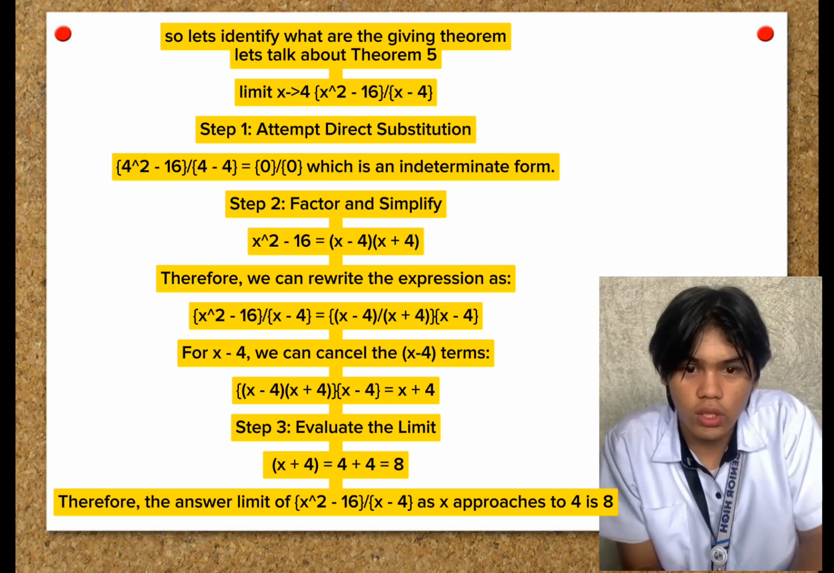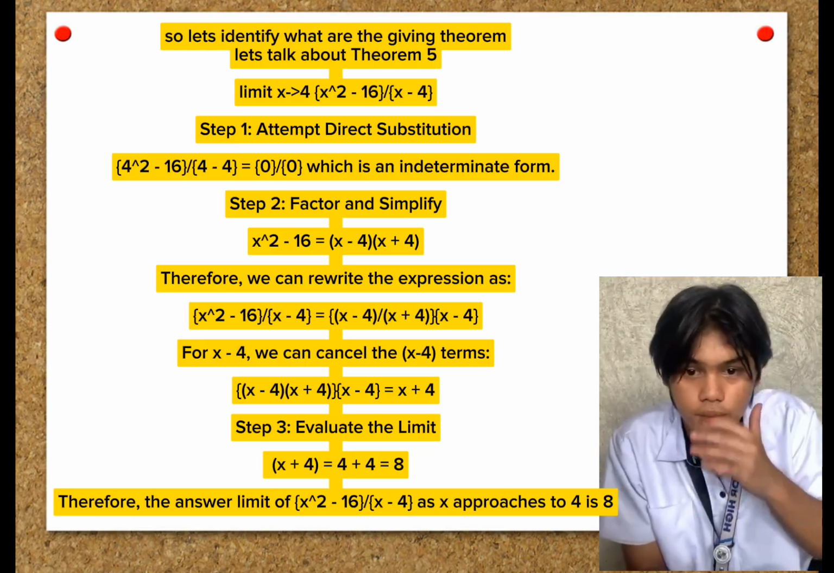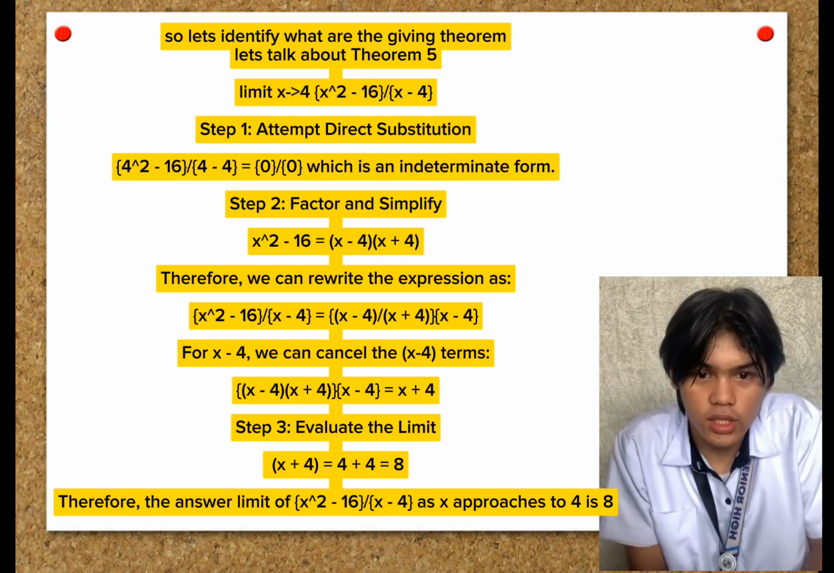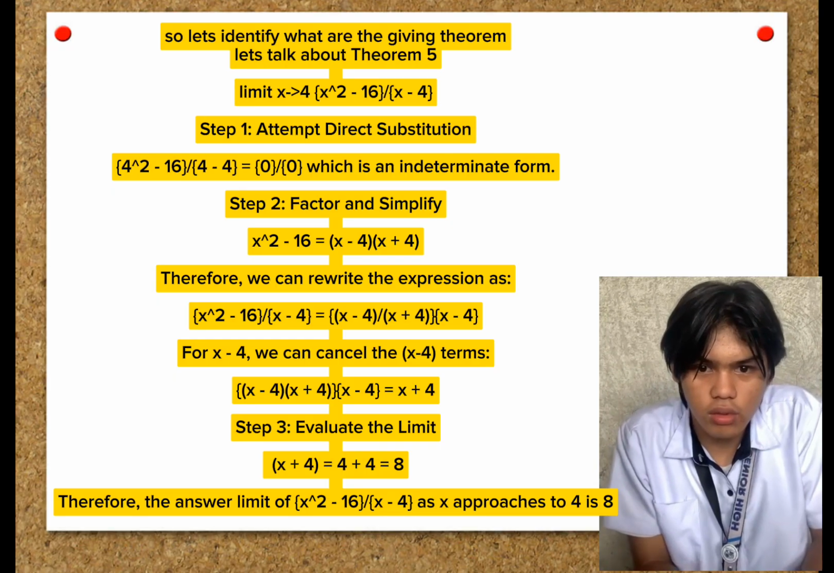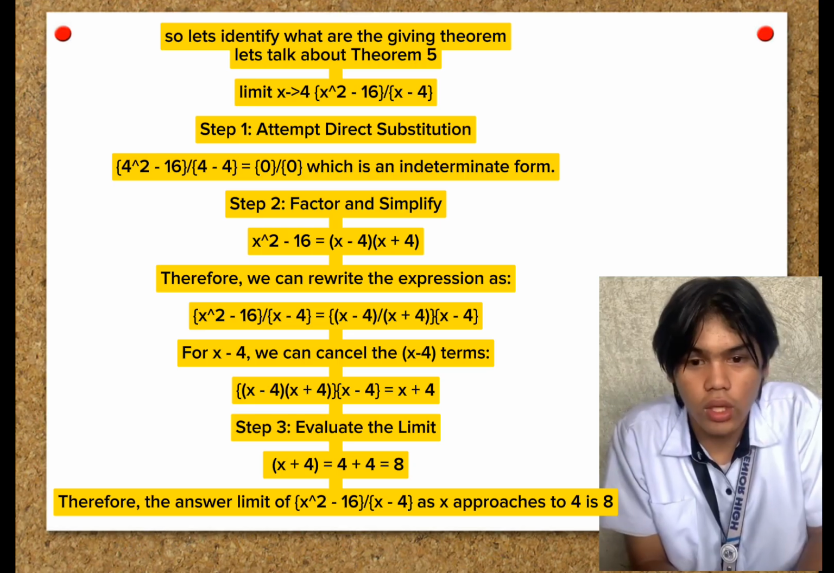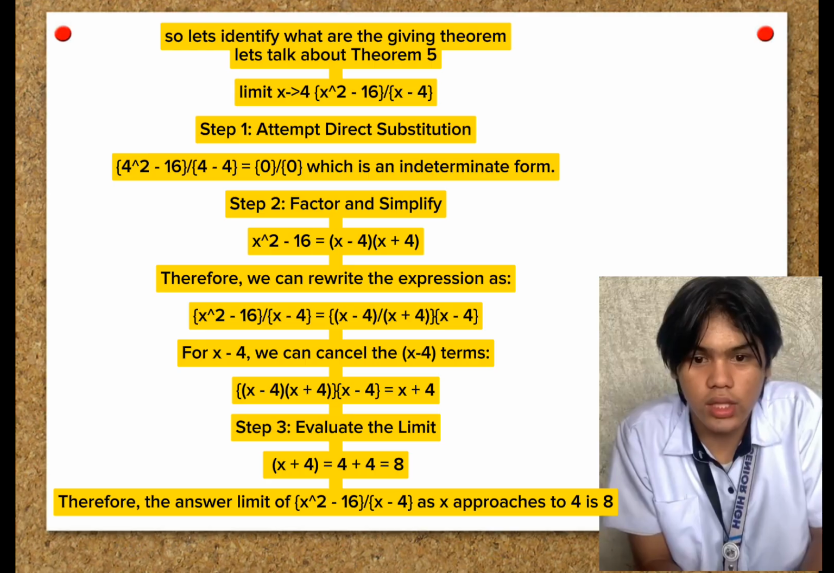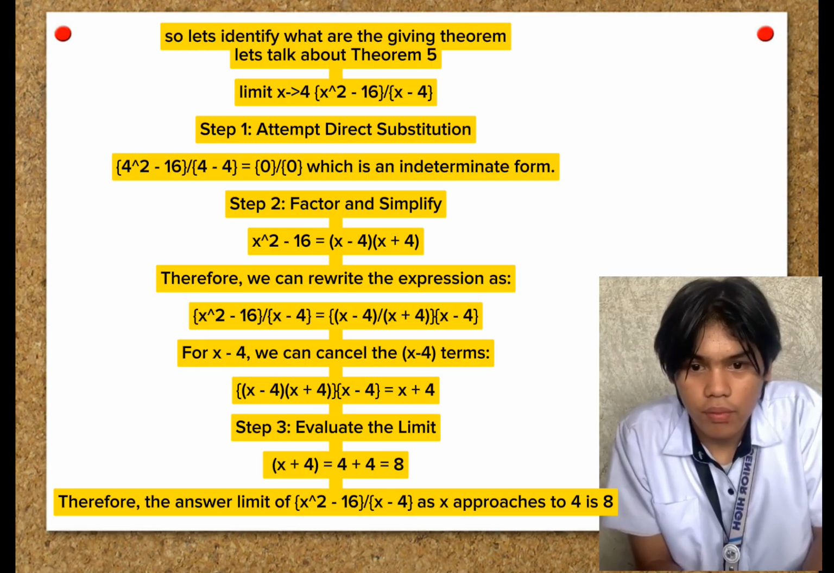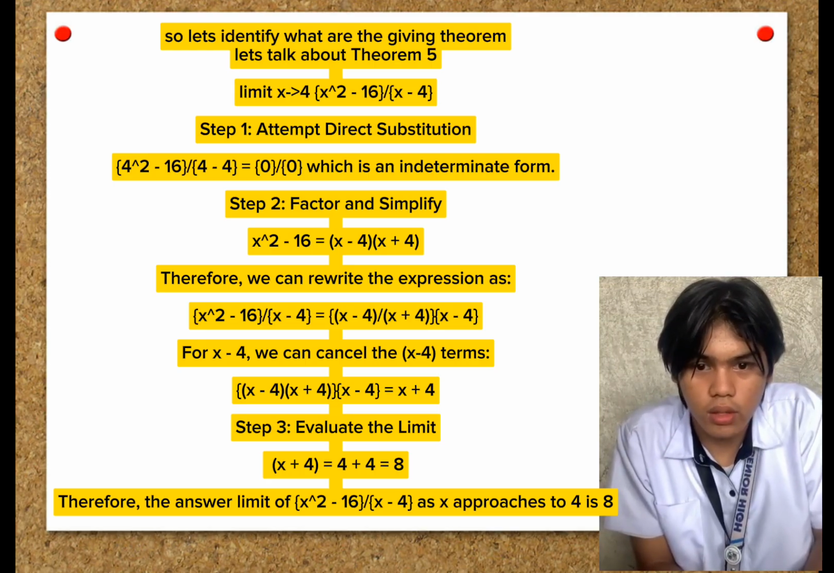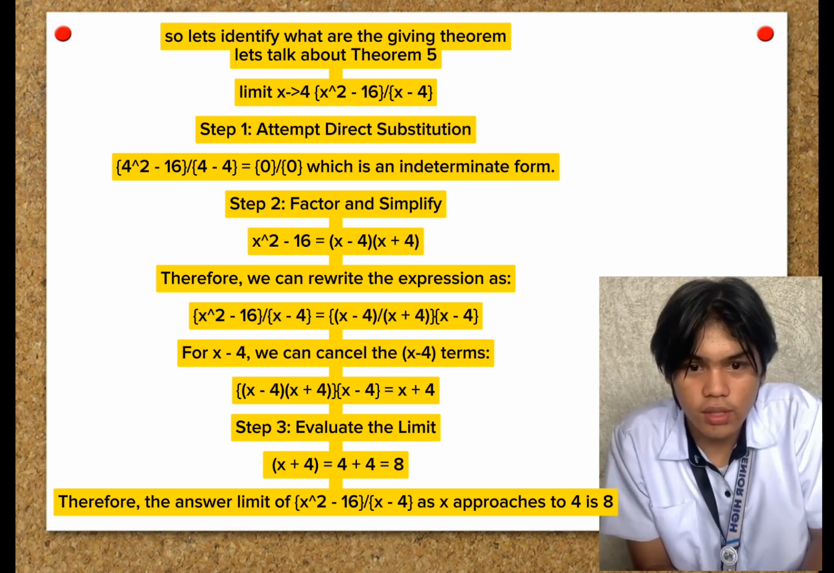0 over 0, which is an indeterminate form. Step 2. Factor and simplify. Since direct substitution yields an indeterminate form, we need to simplify the expression. Notice that the numerator is a difference of squares. x squared minus 16 equals x minus 4 times x plus 4.